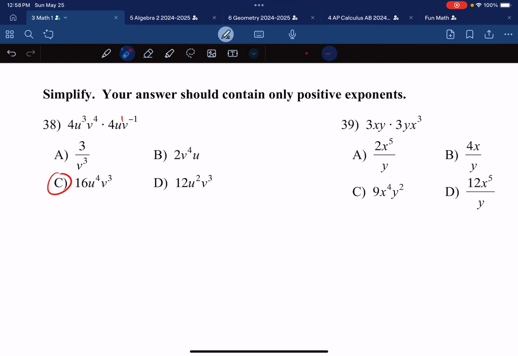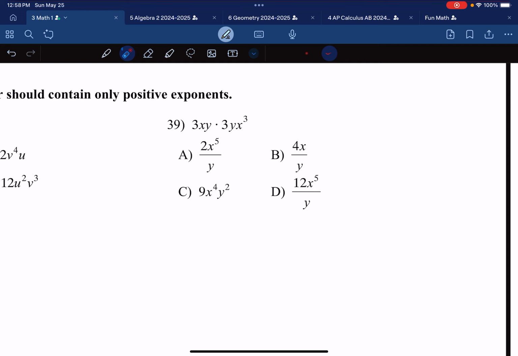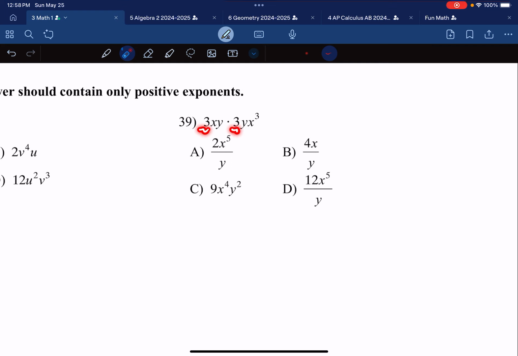And same thing for the v's. Whenever we're multiplying the v's, I'm going to add the powers. 4 plus a negative 1 is a positive 3. What about number 39? Again, I'm going to use that same trick. I'm looking at 3, multiplying them, and I get 9. Oh, look, 9, done and done.